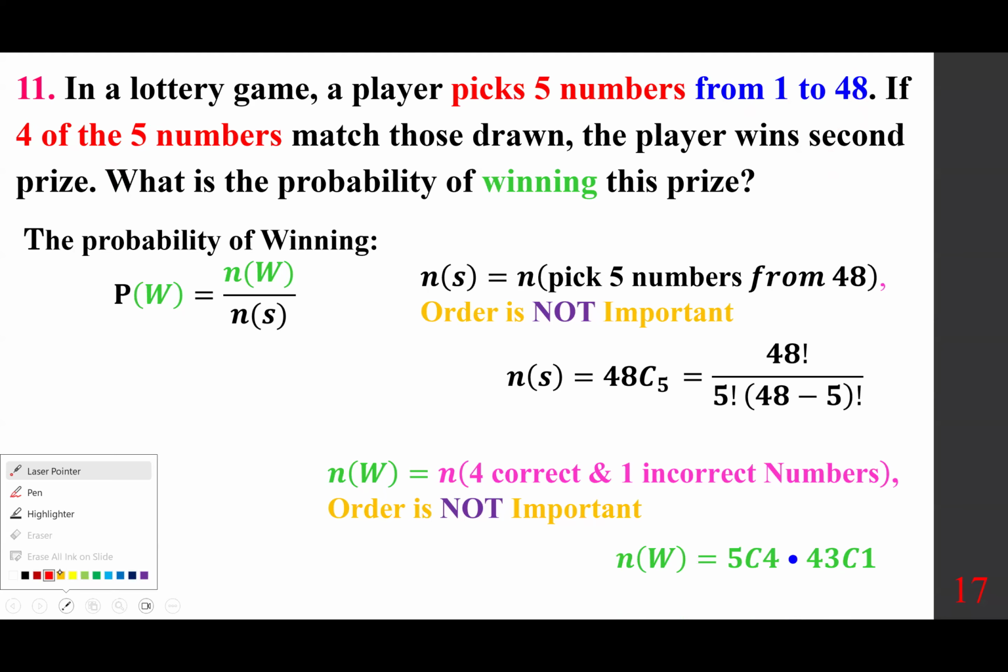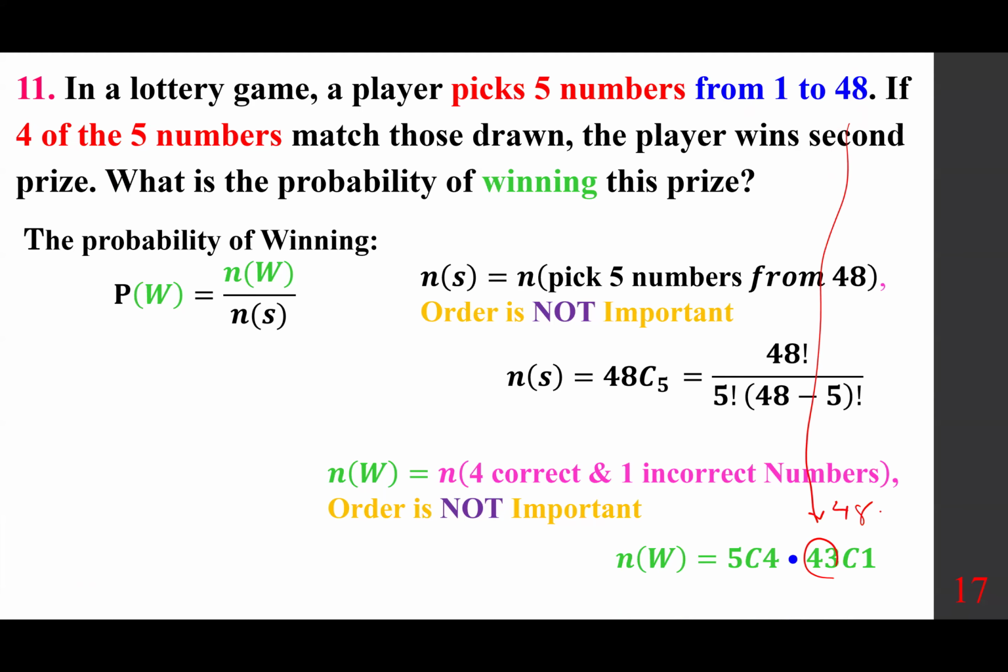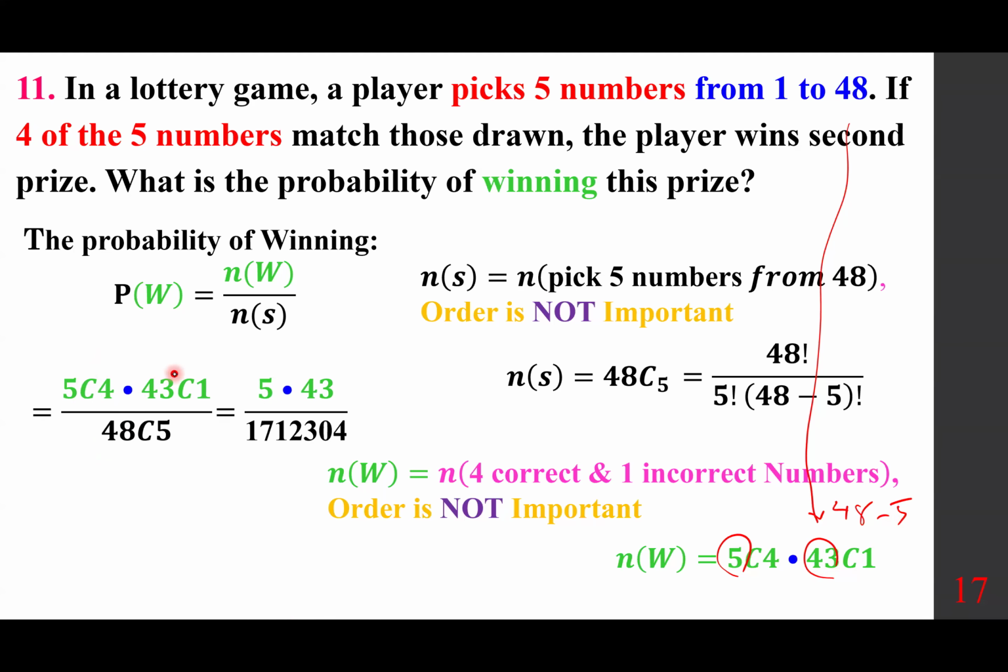So please understand this one is the 48 minus 5. From the 5, we choose 4 correct ones. From the rest, 48 minus 5 is 43, we want to pick 1. And so it's the case. By the way, this is 5, choose 4. This is 5. This is 43. And then you do the simplification. You come up with the answer. So pretty straightforward.